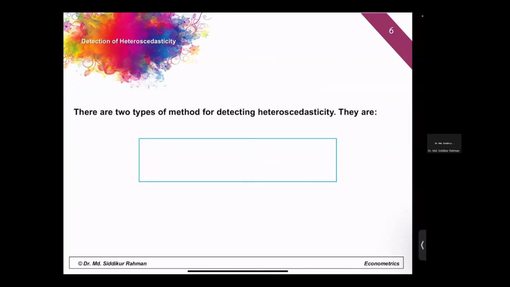So how many methods are there by which you can detect heteroskedasticity? Mainly there are two methods. Number one is the informal method. Informal is the graphical method, which we already showed you. Using the graphical method, you can detect the heteroskedasticity problem easily. Then the next one is the formal method. There are many statistical tests or techniques by which you can test for the heteroskedasticity problem in your data set. These are called the formal methods.